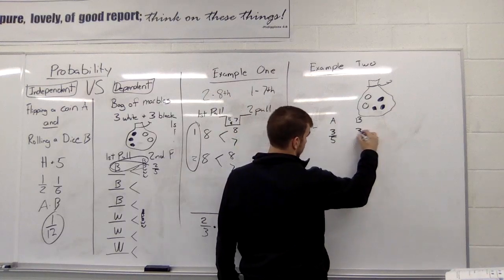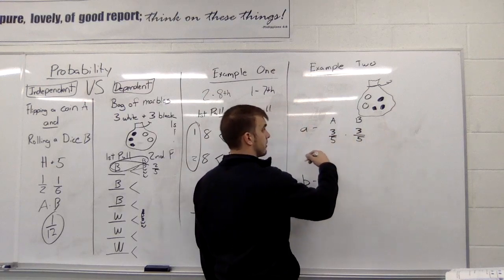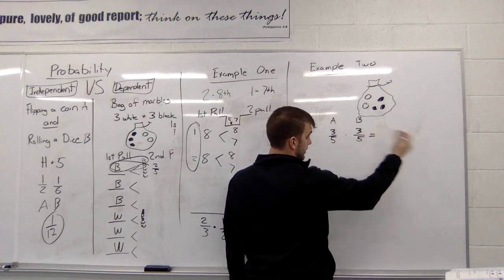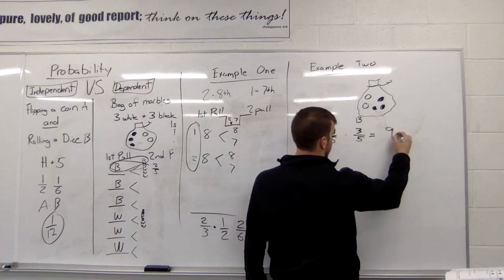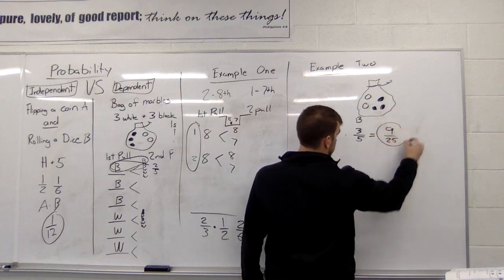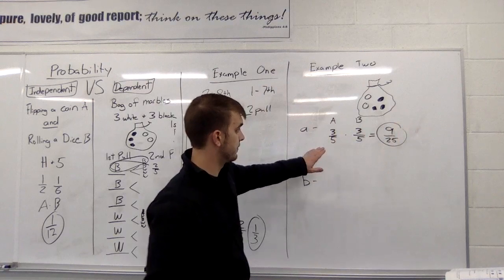So then you put this down, 3/5, they're both the same for that. So the way you would figure that out is, what's the probability of 2 blue when you put it back? We get 9/25, which is 36% chance there. So that's if you put it back.